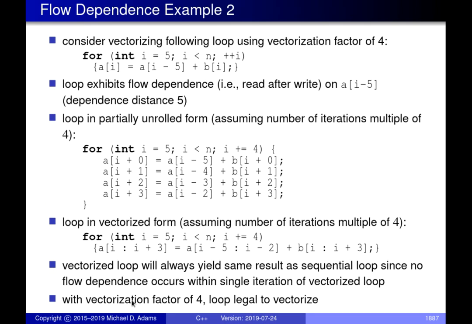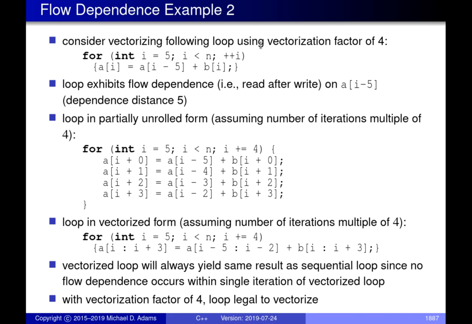Then just another example, which is slightly changed in a way where the dependence distance is larger. Essentially, you're reading a value that was written in an earlier iteration of the loop. Now these iterations are further apart. They differ by a larger number of iterations. In this case, the code has a flow dependence where the dependence distance is 5, because when we're reading a of I minus 5, the value was written 5 iterations earlier, since the difference between this index and this index is 5.